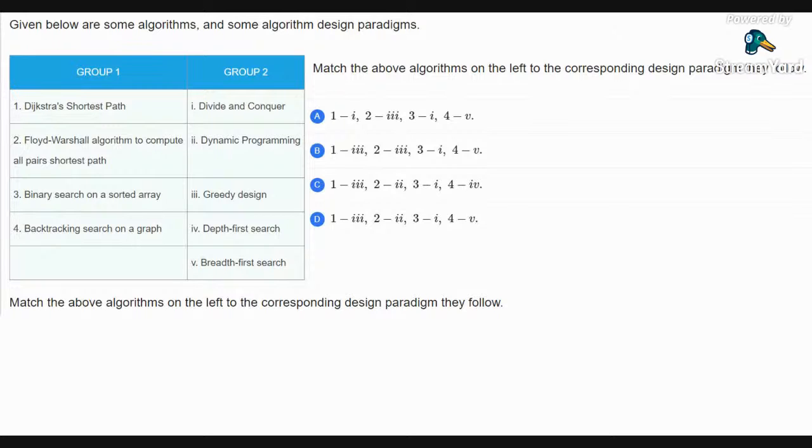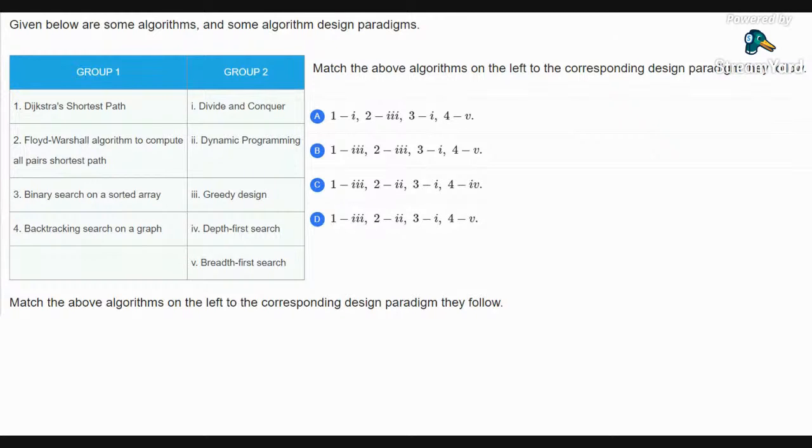So in third, what is it saying? 3 is mapped with first, and here also 3 is mapped with first. There is no need to check to whom 3 is mapping, because it will definitely be mapped with 1 only. Okay, just look at fourth. Fourth is backtracking. Backtracking is solved with the help of depth first search. So 4 is mapped with 4, and here the correct option is C.